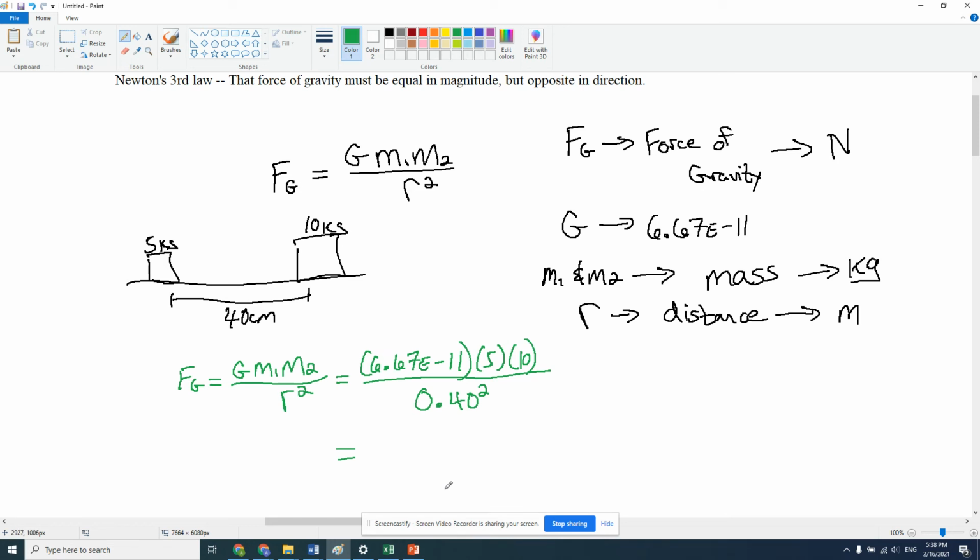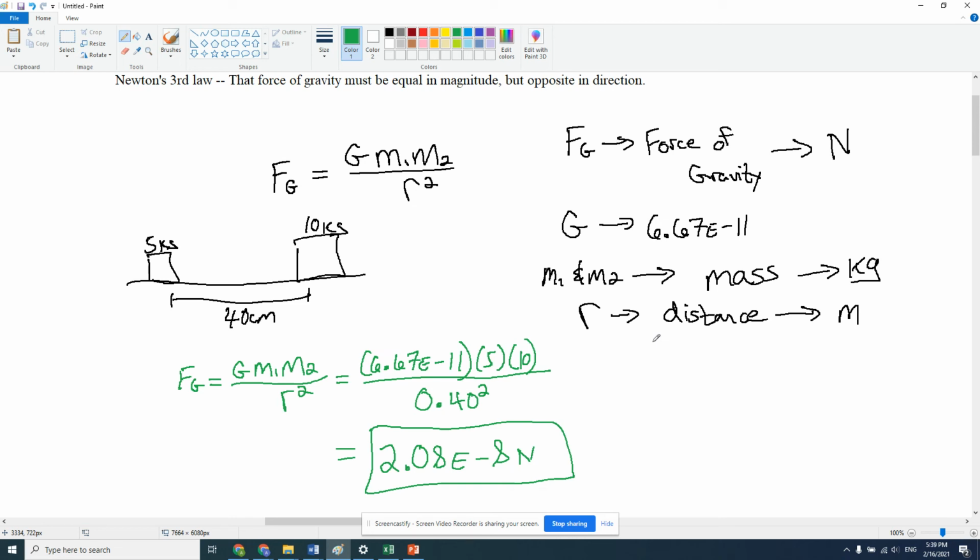Now is the point where we grab the calculator, punch in the numbers, and see what we get. I got 2.08 e negative 8 newtons, or about 21 nanonewtons of force. So the Earth is going to be pulling on these objects with about 10 billion times the amount of force as they're pulling on each other. And that's why we don't really witness it.